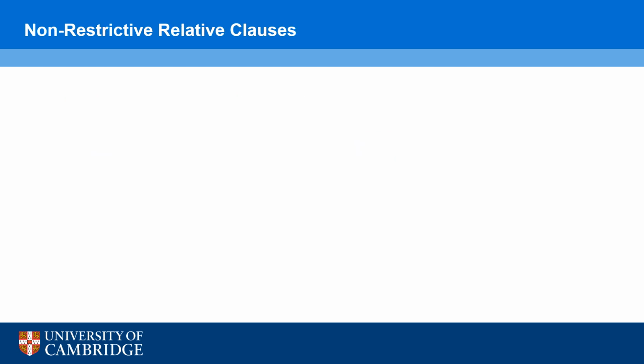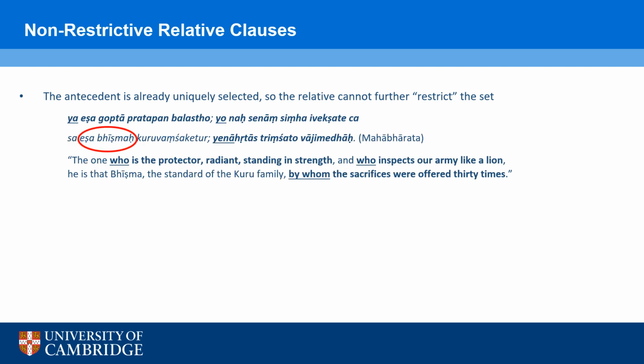On the other hand, non-restrictive relative clauses do not restrict the set of entities denoted by the antecedent, because the antecedent has already selected a unique entity. Again, an example will help us. This time we'll use Sanskrit, which, like Greek, has a relative pronoun descended from Proto-Indo-European ya. Ya esha gopta pratapan balastho, yo nahsenam simha ivekchatecha, sa esha bhishma kurvam shaketur, yena hritas trimshato vajimedhaha.